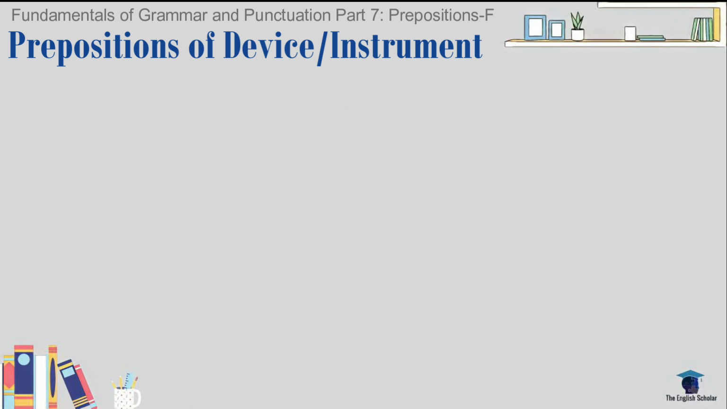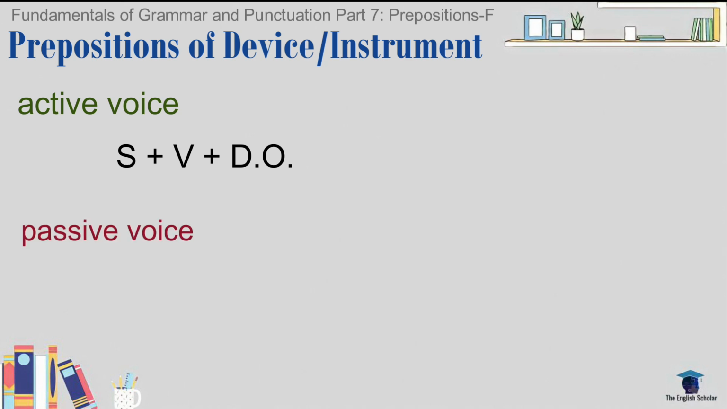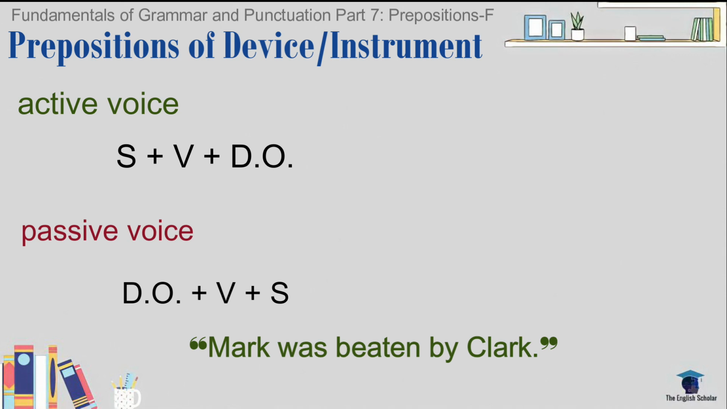Now, earlier, I gave the sentence pattern of active voice: subject plus verb plus direct object. The passive voice, on the one hand, follows this one: direct object plus verb plus subject. Example: Mark was beaten by Clark. By here no longer functions as preposition of device, but preposition of agency. That is the most important thing to note.